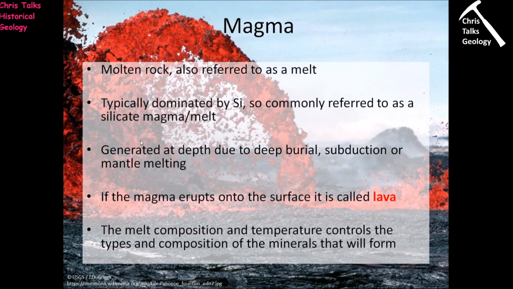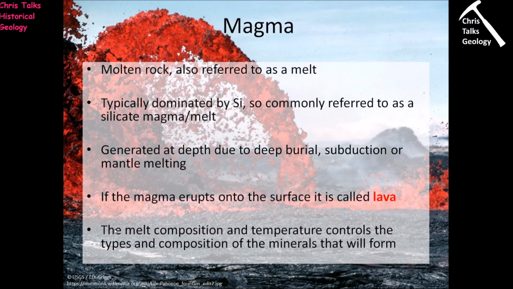Now, the vast majority of magmas are generated at depth, and they're due to a number of processes such as deep burial, subduction, or mantle melting, and we're actually going to cover those processes later on. Now, if a magma erupts onto the surface of the Earth, it's called a lava. I'm sure you remember that.